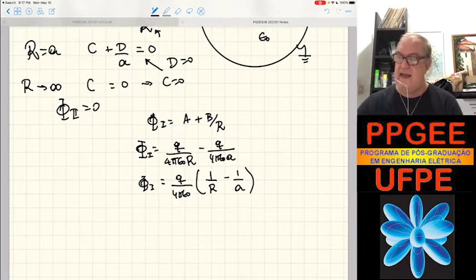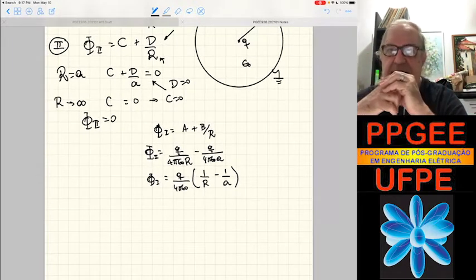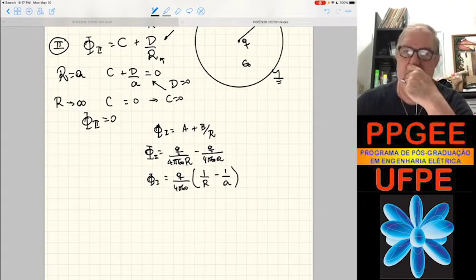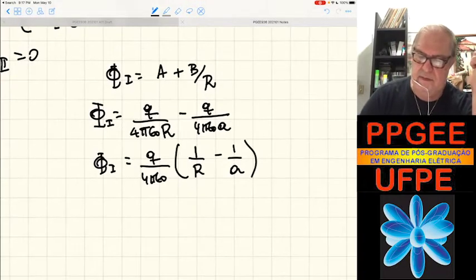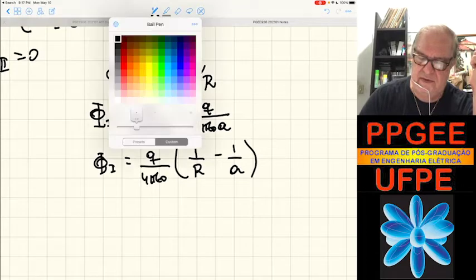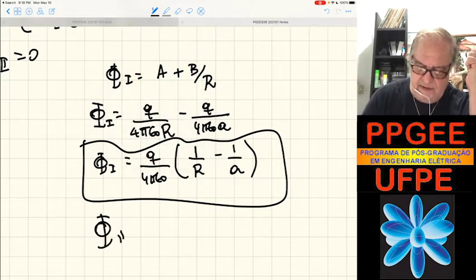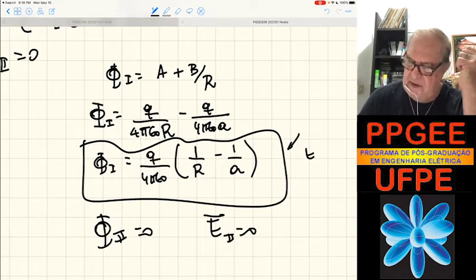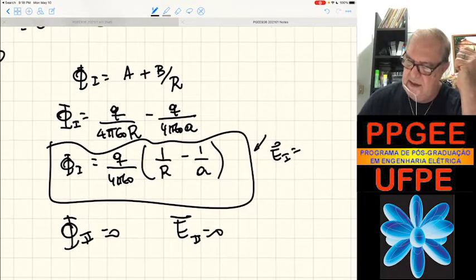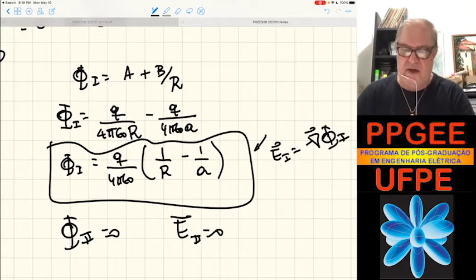It's interesting to see what happens outside. I mean, I solved the problem inside, placing the charge in the center, right? There are some interesting things that we have to look at here. That's the result here, okay? And outside, the potential equals 0, right? So the field outside equals 0. Inside we have a field equal to minus the gradient of phi 1. You can calculate that, right? I'm not going to calculate it.